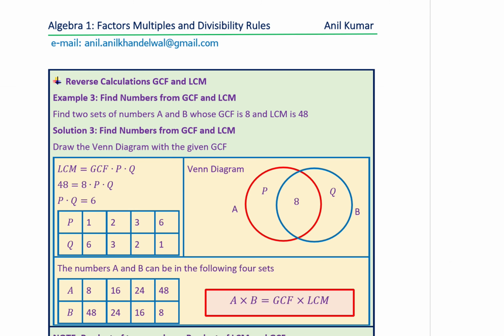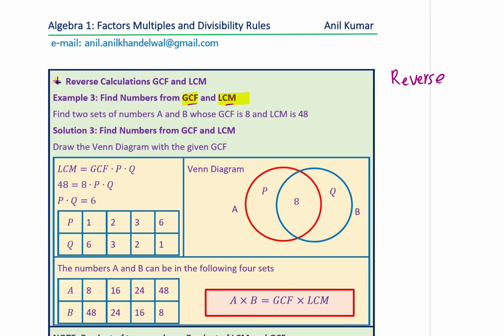Here is another example on the Venn diagram. I'd like you to pause the video, read the example, answer, and then move forward. The example here is to find the numbers from the GCF and LCM. So we are doing reverse calculation this time. Now we know what the GCF and LCM are, and we want to figure out what the numbers are. So the Venn diagram can help us.